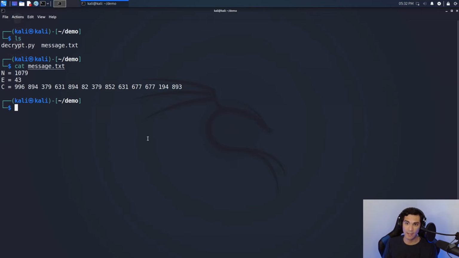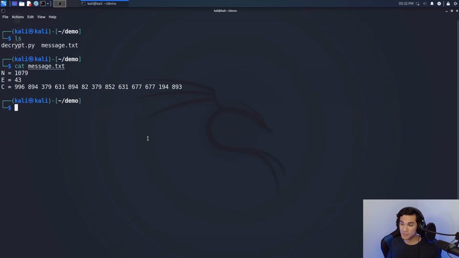So again, N and E are values from the public key. So if Bob is receiving a message and someone is intercepting the message that he's receiving, they would get N and E from the public key that he broadcasted to the world, and they will get C from the actual message that was being sent to Bob. Those are the three values that we have. Those are the three values that an attacker would obtain.